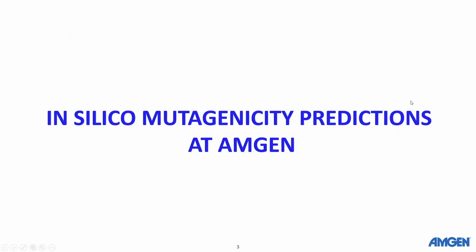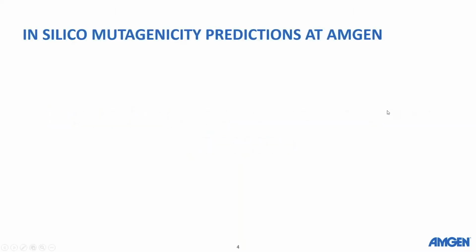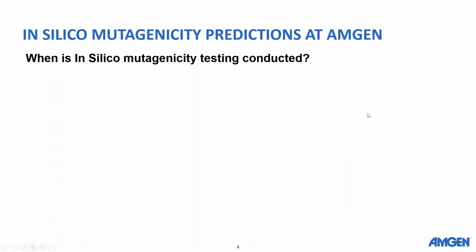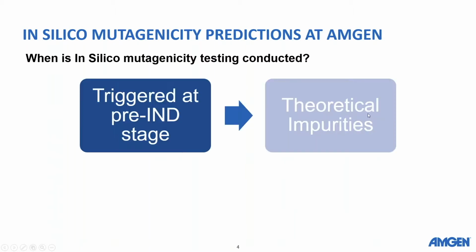To start, I'd like to give a brief overview of the when and how of mutagenicity predictions at Amgen. In silico predictions at Amgen are initially triggered prior to IND-enabling studies. Here, our process development team develops their synthetic scheme and formulates predicted impurities that may occur during the manufacturing of the lead compound, as well as what reagents and intermediates will be utilized. This is typically the first time we begin to employ the in silico mutagenicity predictions.